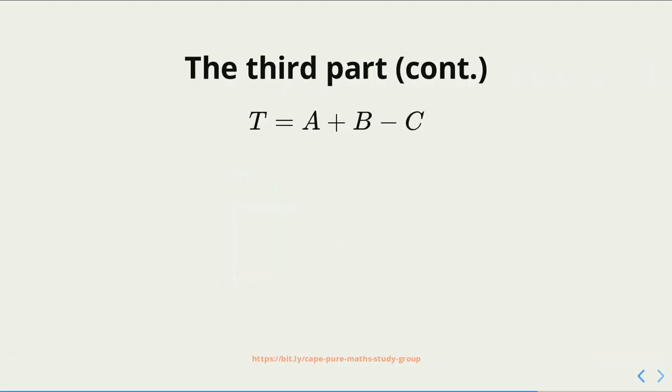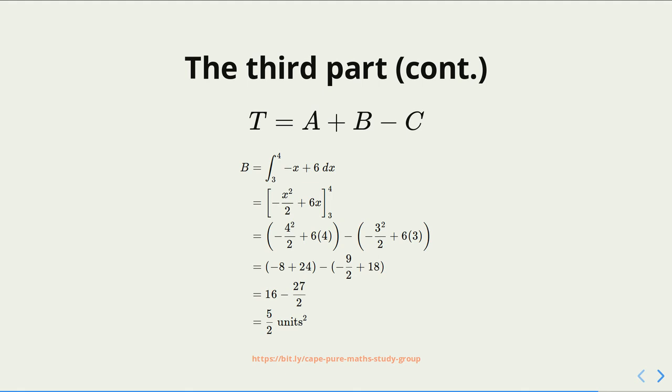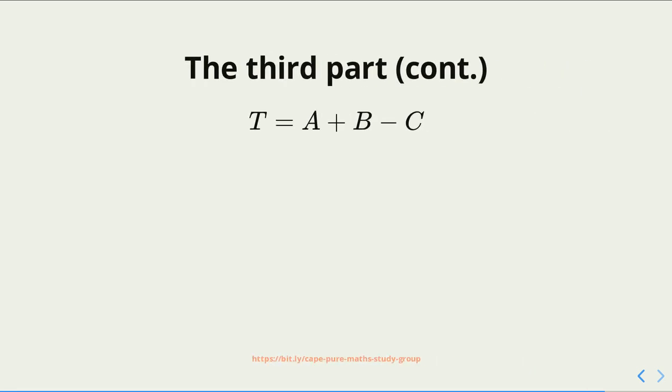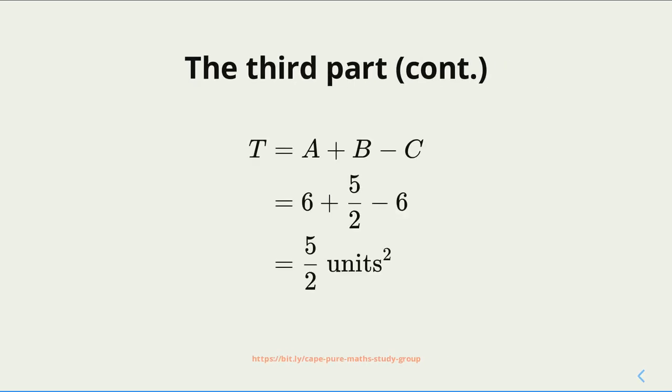Then we find the area under the line QR, which is given by taking the integral of the equation -x + 6 between the limits 3 and 4, and that evaluates to 2.5 units squared. And finally, we find the area under the line PR, which is found by taking the integral of the equation 1/4 x + 1 between the limits 0 and 4, and that evaluates to 6 units squared. Therefore, the area of the triangle is equal to 2.5 units squared.